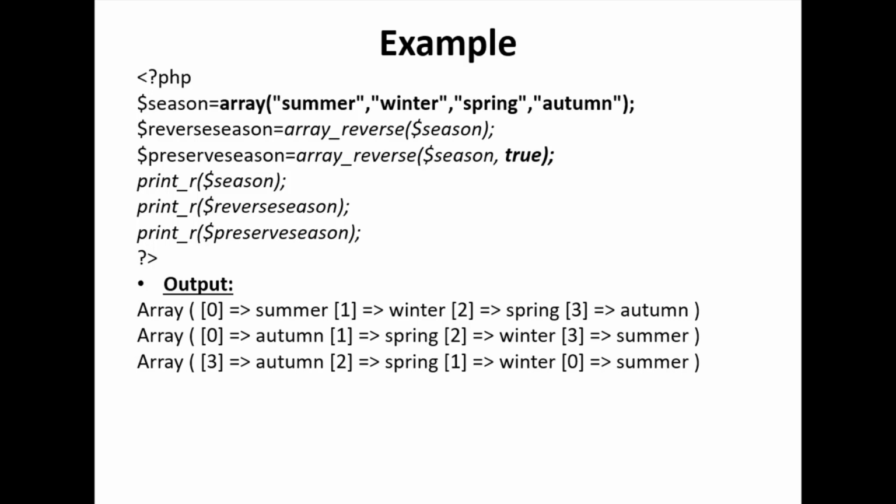For example, $season equals array summer, winter, spring, and autumn. $reverse_season equals array_reverse($season). We are passing the array only. And then $preserve_season equals array_reverse($season, true). We are passing the preserve value as well. Then with print_r we are printing the array, the reverse season, and the preserve season as well. So these are the outputs for the same.